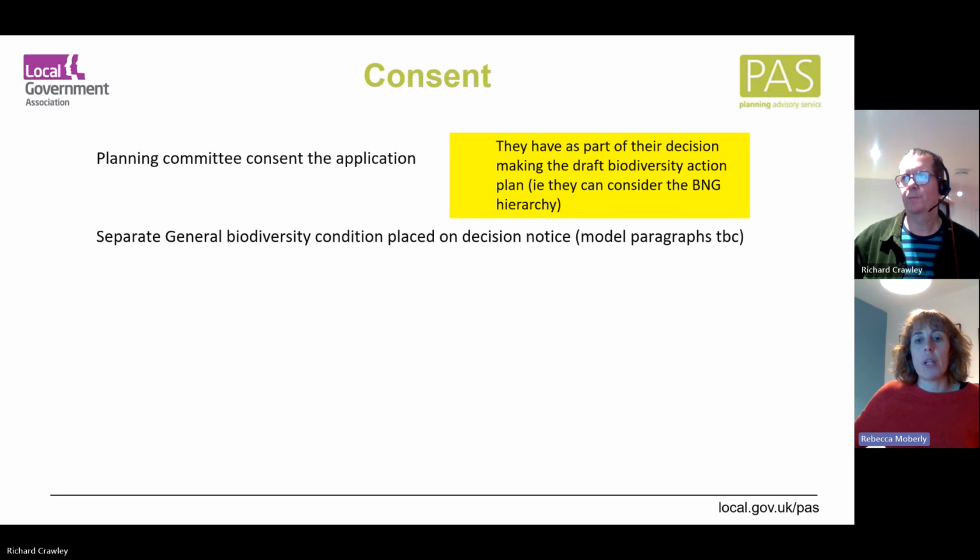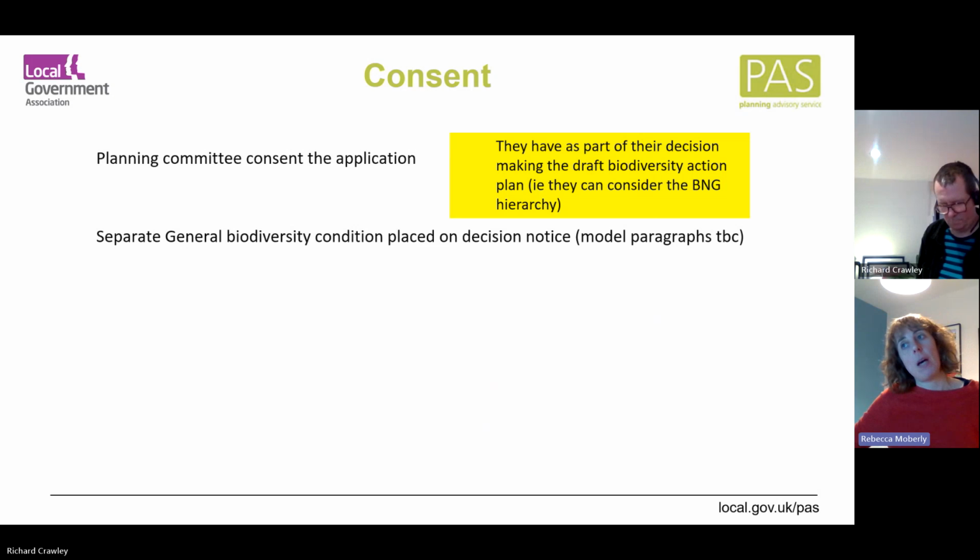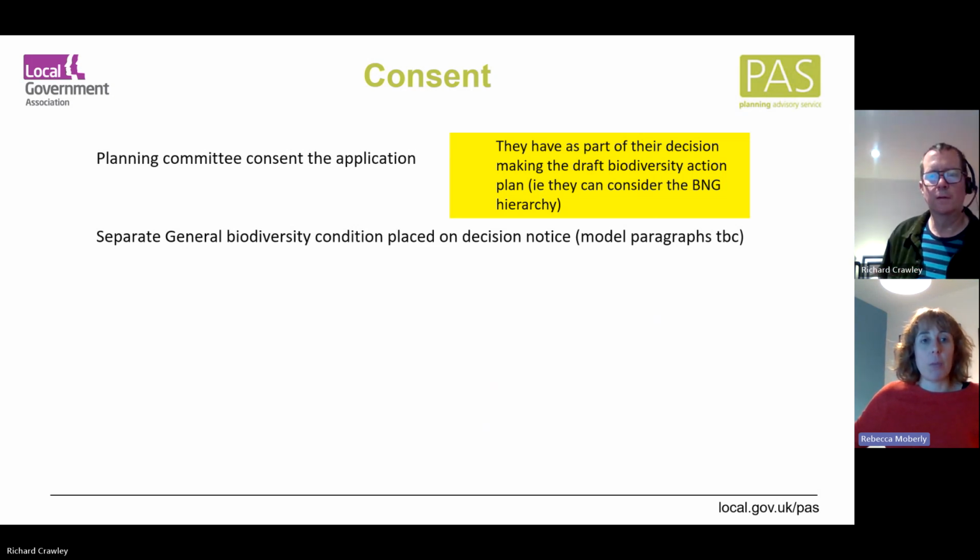Yeah, so we know what the condition is, which is basically that they've got to submit a biodiversity gain plan pre-commencement, and that's got to be approved by the local planning authority. So that's basically the condition. And then there's obviously all sorts of stuff that covers what that biodiversity gain plan is and things like that. So we know that, but what we don't know is exactly what the suggested wording on the decision notice is going to be.